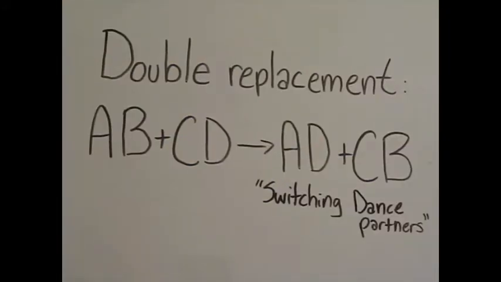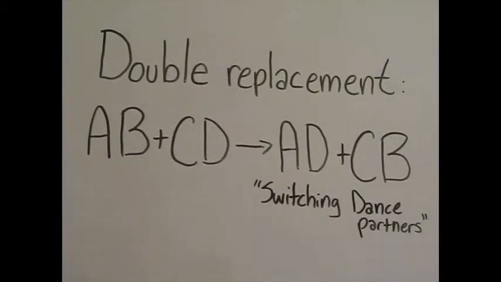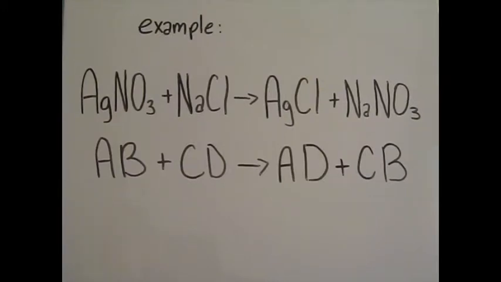And like a single replacement reaction, we have a double replacement reaction. This would be AB plus CD, then yields AD plus CB. This could be like switching dance partners in a dance. A double replacement reaction is when the cations and anions of 2 different compounds switch places, cations being positively charged ions and anions being the negatively charged ions. Here's a real-life example. AgNO3 plus NaCl yields AgCl plus NaNO3. AgNO3 would be AB plus NaCl CD yields AgCl AD plus NaNO3 CB.